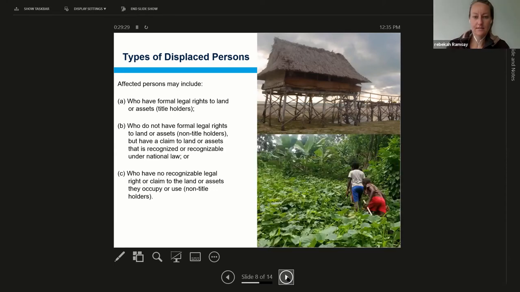So I believe that might actually be our next slide. Okay, yep, sorry. So here's the second photo. There is an example of someone who is encroaching. This land does not belong to these two people. It belongs to someone else. The title is recognized with someone else, but nonetheless, they are here. They have been planting this crop. These people are non-title holders, and they are encroaching on a piece of land. Whether there's a formal agreement or not, they are recognized under the international standard.